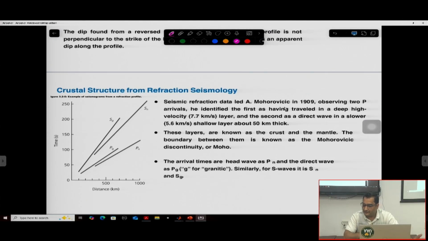So what is the use? This refraction seismology has been used. I am taking you a little bit farther away from engineering seismology. So refraction seismology has been used to find out the crustal structure also.